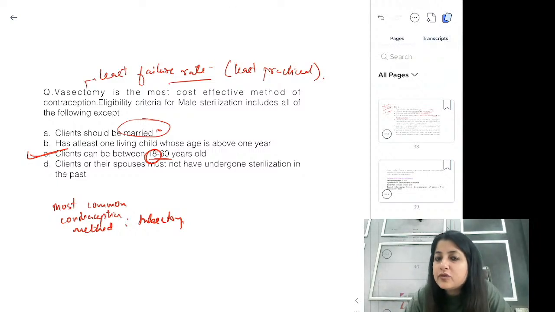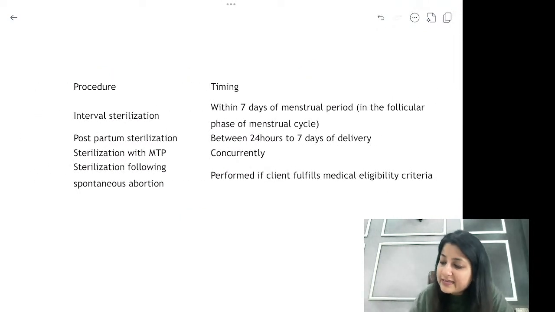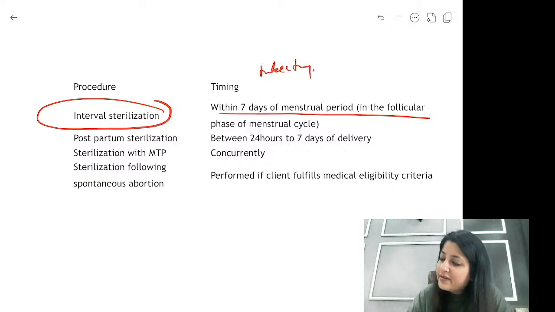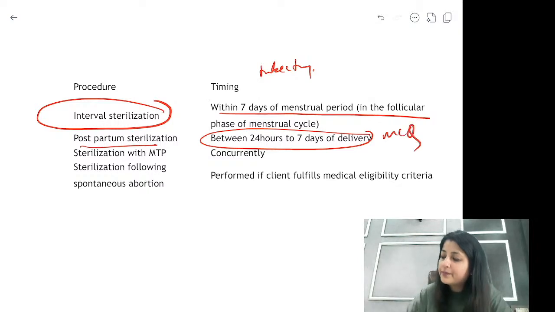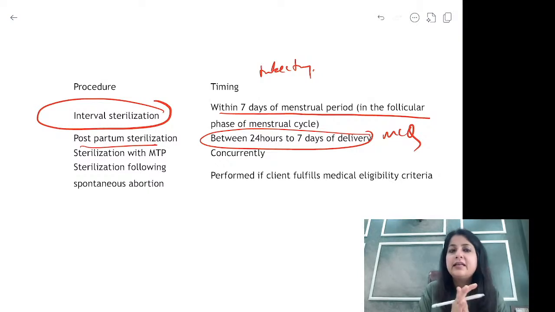Even do you need permission for this one? No. Vasectomy, tubectomy, किसी का भी permission नहीं चाहिए. And please remember one thing, sterilization कराने का सबसे अच्छा time क्या है? Interval sterilization is within 7 days. This is for tubectomy, within 7 days of menses. Postpartum sterilization, this can come as an MCQ. मान लो somebody has delivered, then you should get it done between 24 hours to 7 days of delivery.